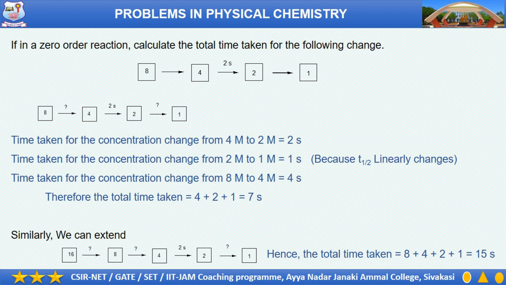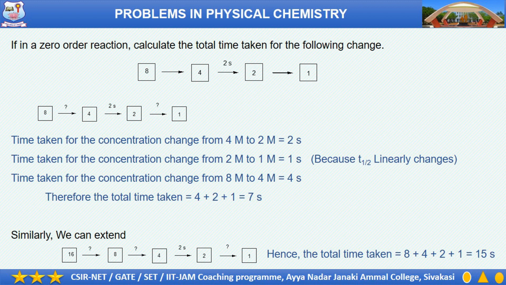Similarly, you can extend to any more thing. 1, 2, 3, 4, 5. 16, here 8. For 2 times increase, therefore 2 times increase, and the T half is also 2 times increase. 8 seconds, 4 seconds, 2 seconds, 1 second. Sum up, it will give the whole concentration, one thing. Do you understand this? Okay.